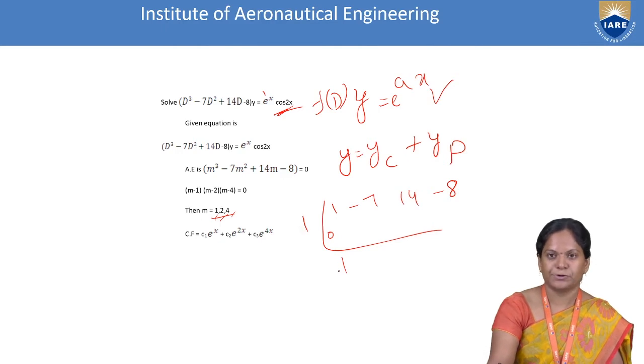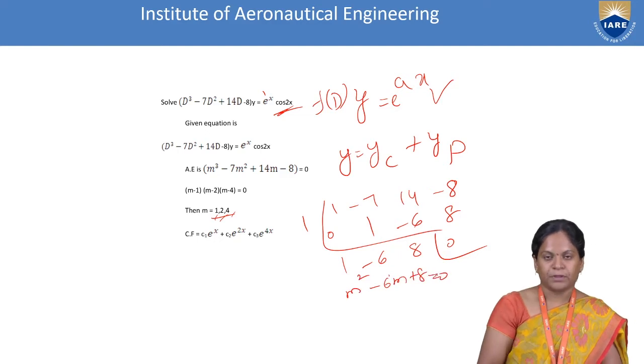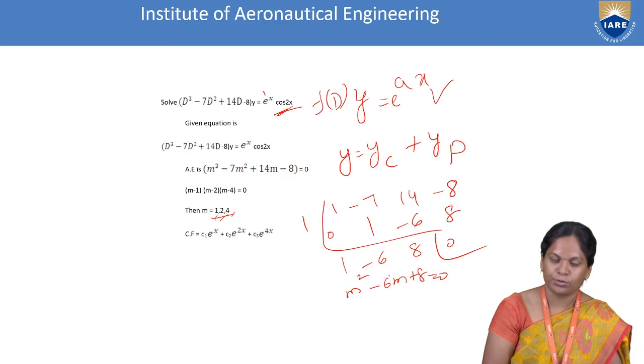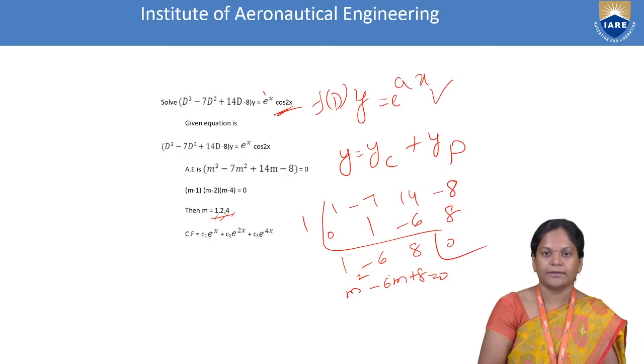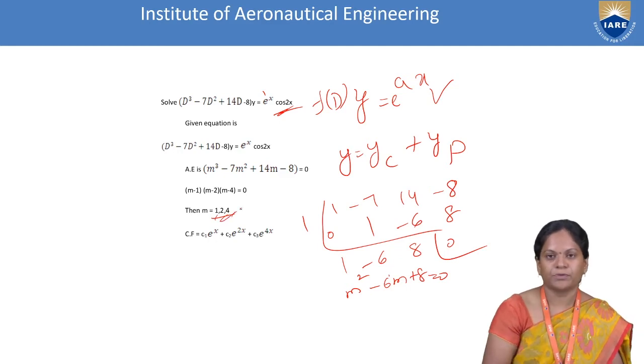So 1 plus 0 is 1. 1 ones are 1, minus 6. Minus 6 into 1 is minus 6, plus 8. 8 ones are 8, 0. One root we already know, and the remaining roots we find from m square minus 6m plus 8 equal to 0. If it is a second degree or quadratic polynomial, we can find the roots very simply. 8 ones are 8 or 4 twos are 8, and 2 plus 4 becomes 6. Like that, we get the remaining 2 roots.